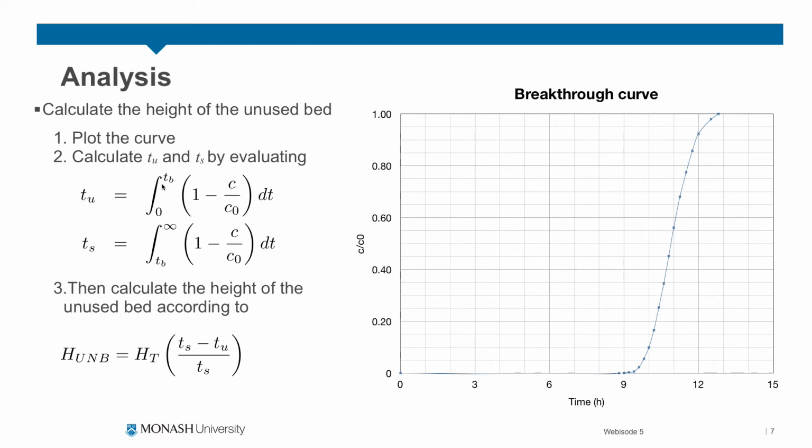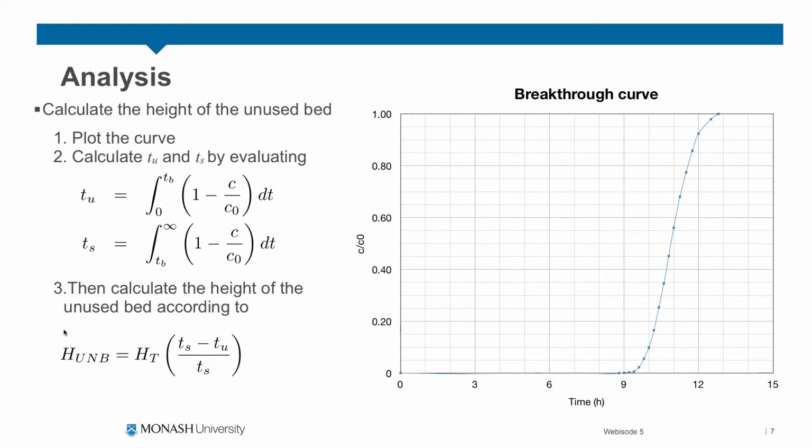So the time that's used up at the breakthrough condition is given by integrating the distance between this curve, where C over C naught equals 1, the difference between 1 minus C over C naught dt up to the point of the breakthrough curve, which is just here. So that's this integral here. This integral is the total area between 1 and that curve, between 0 and infinity.